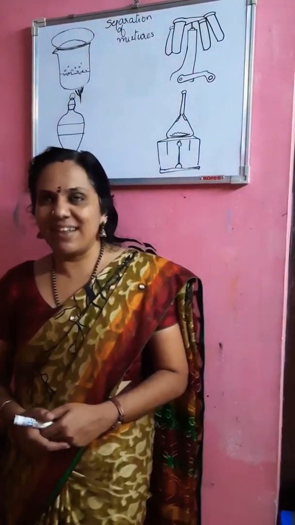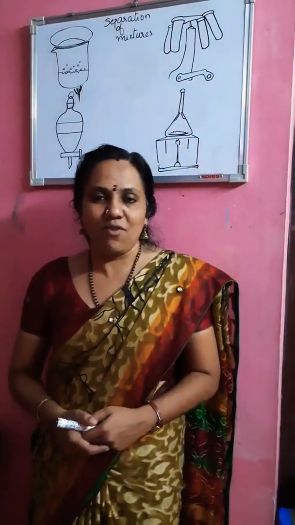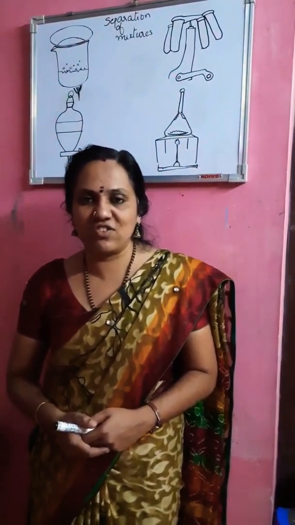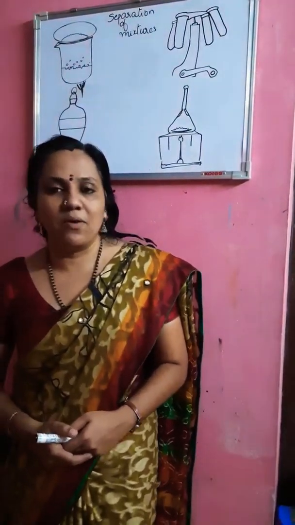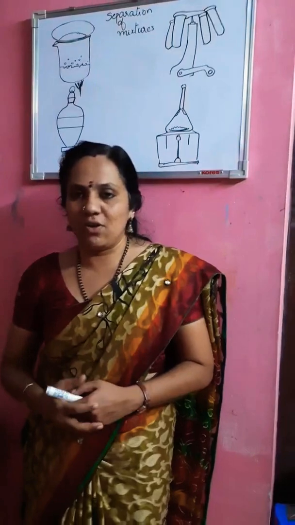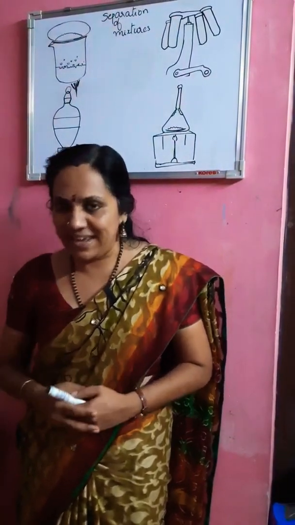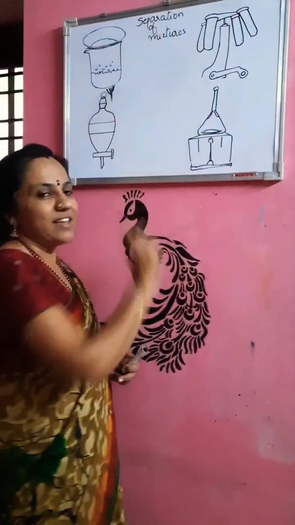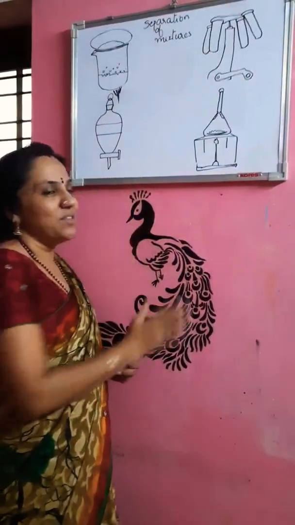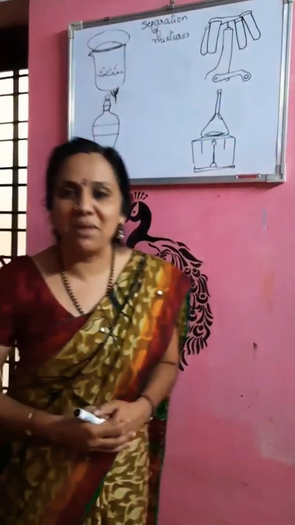In your 6th standard and 7th standard class, you studied about different separation techniques. For example, sieving, filtration, centrifugation, sedimentation, all those things you studied in your lower classes. In this video class, I am going to discuss with you some of the separation techniques. First one is evaporation, second one is centrifugation, third one is with the help of a separating funnel, and fourth one is by the process of sublimation.